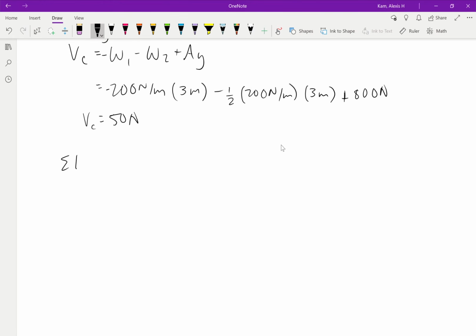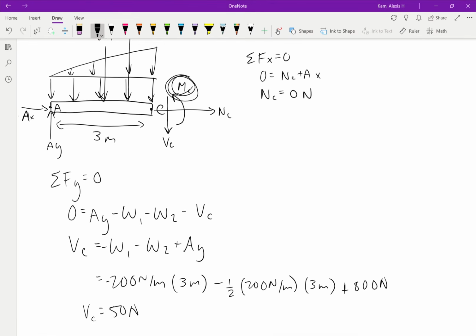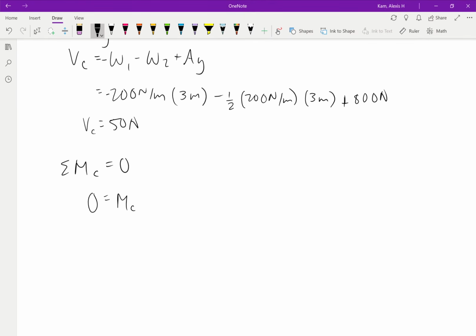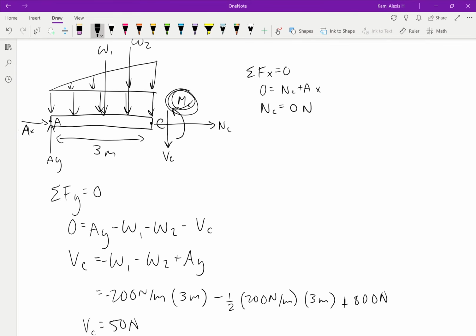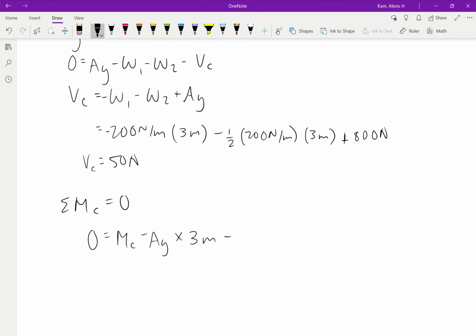Lastly, we're going to take the sum of the moments at C. Here, 0 is equal to MC, right? MC minus AY times 3 meters, okay? Right, the distance between AY and C, minus, plus W1 times 1.5 meters plus W2 times 1 meter.